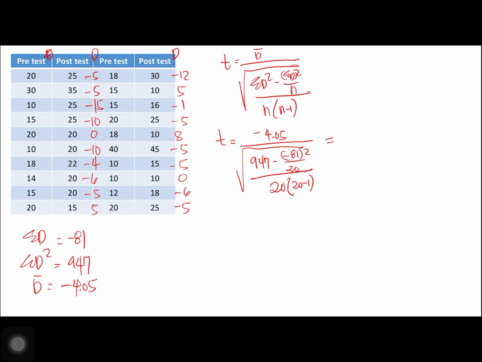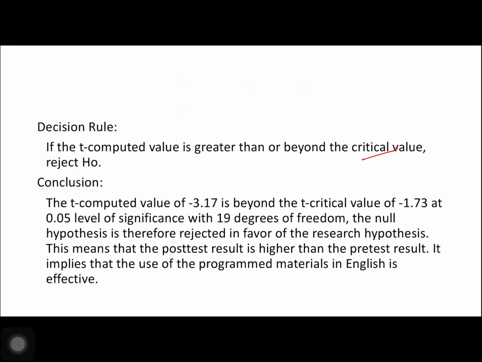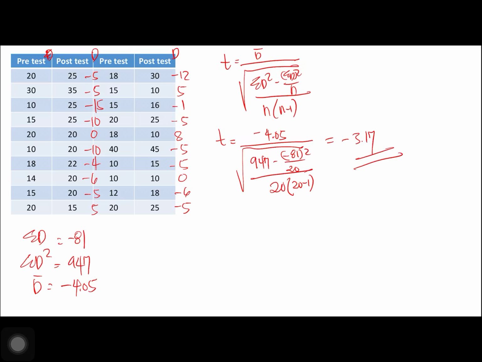So, our computed value of T is negative 4.05 over square root of 947 minus negative 81 squared over 20, times 20 minus 1 is 19. We have there negative 3.17. Oh, sorry. 3.17.